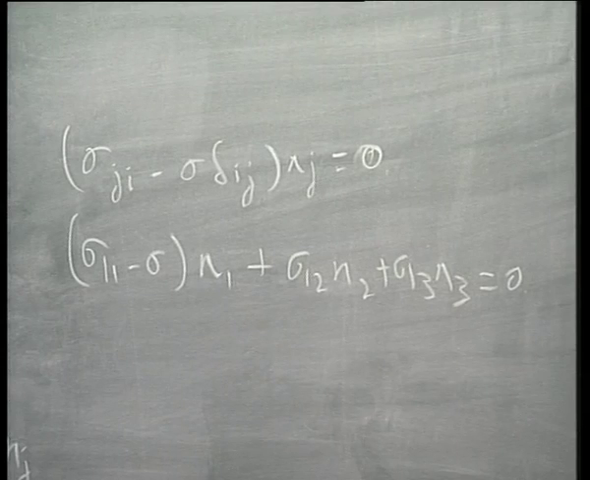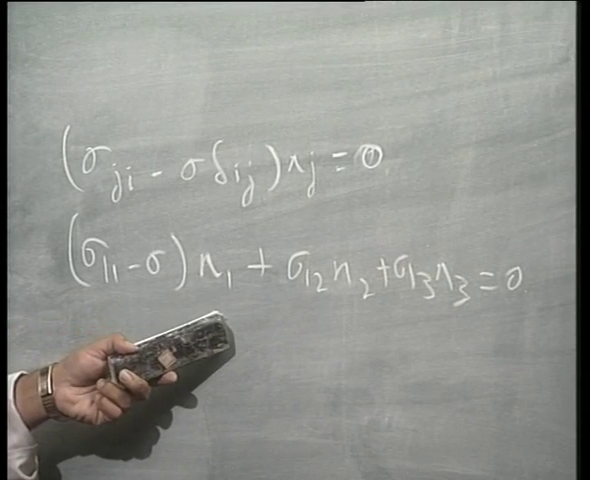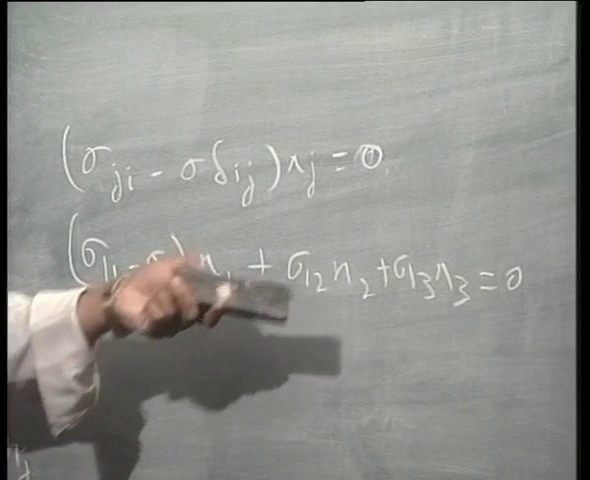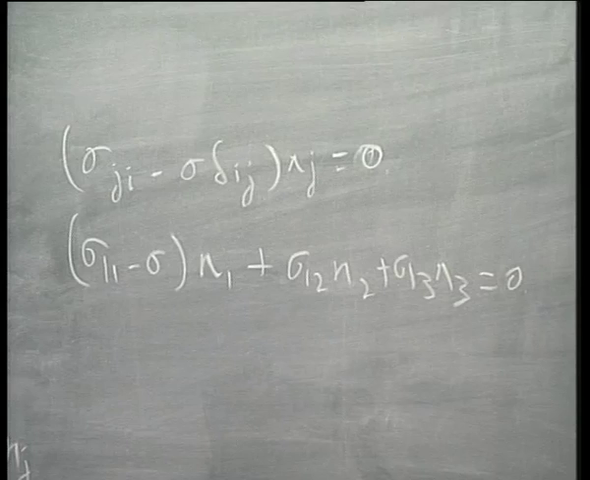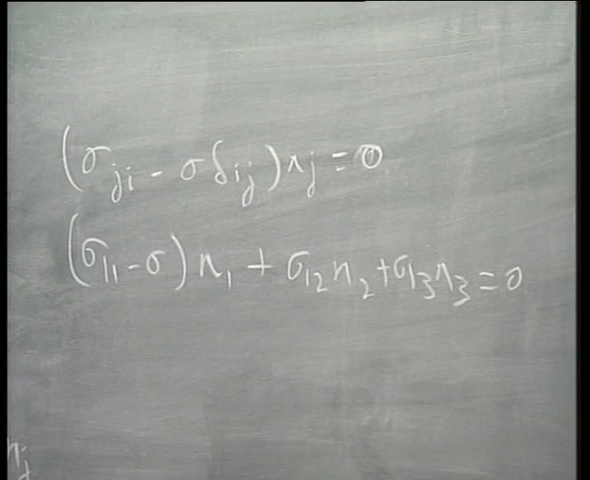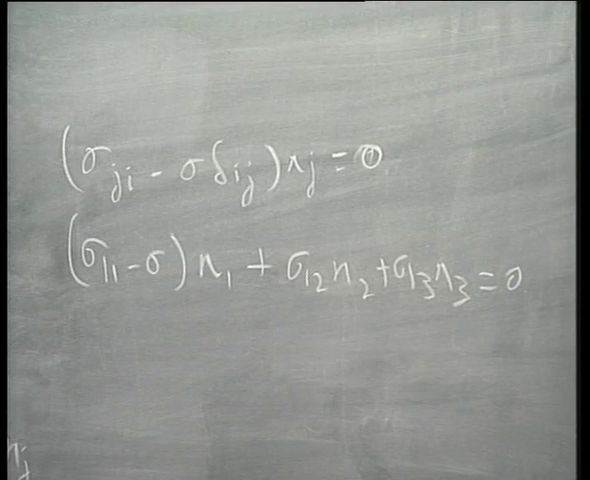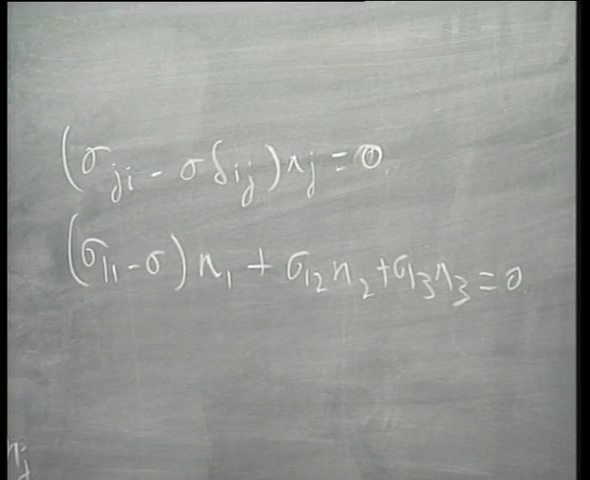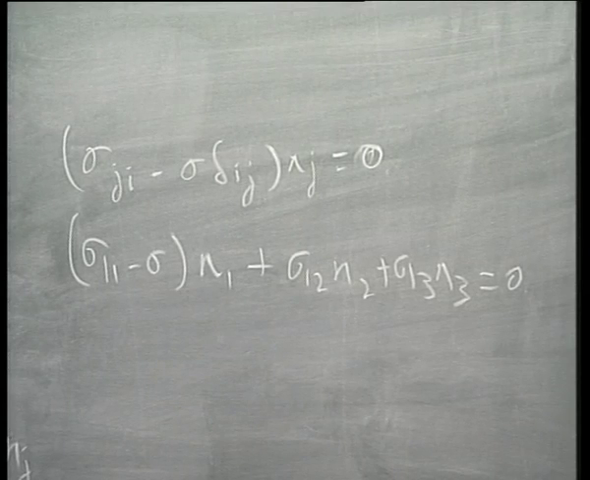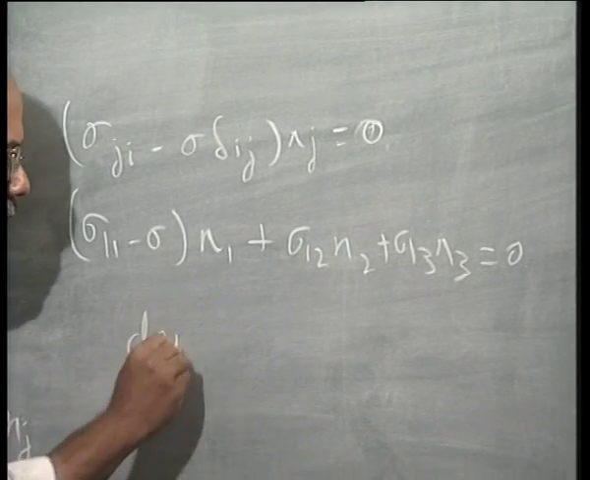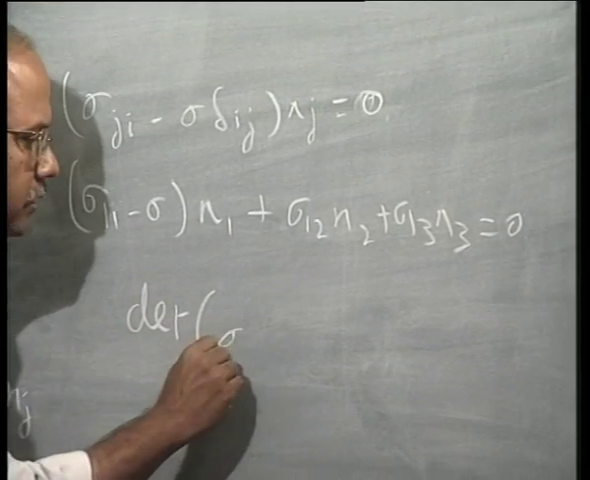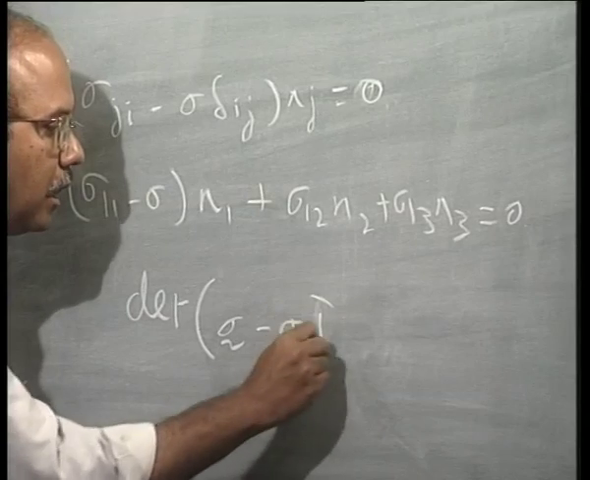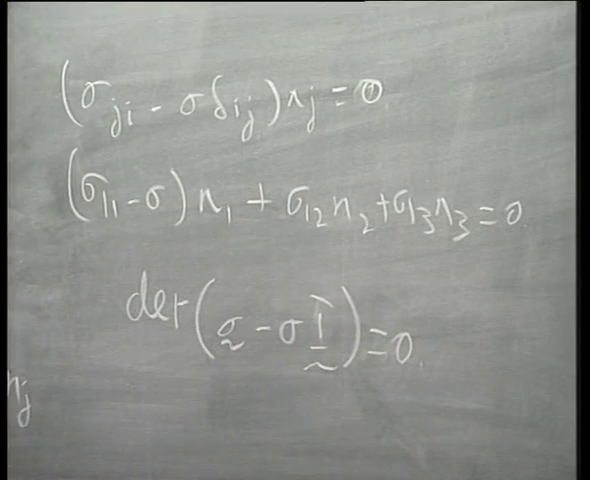Now what does this tell us from our very fundamental linear algebra? I can have 2 types of solution. One is a trivial solution for n1, n2, n3, which means that all of them are 0. But if I want to have a non-trivial solution, what is the condition I should have? Exactly, the determinant of the coefficients should be equal to 0. So in other words, I can say determinant of sigma minus sigma I should be equal to 0.